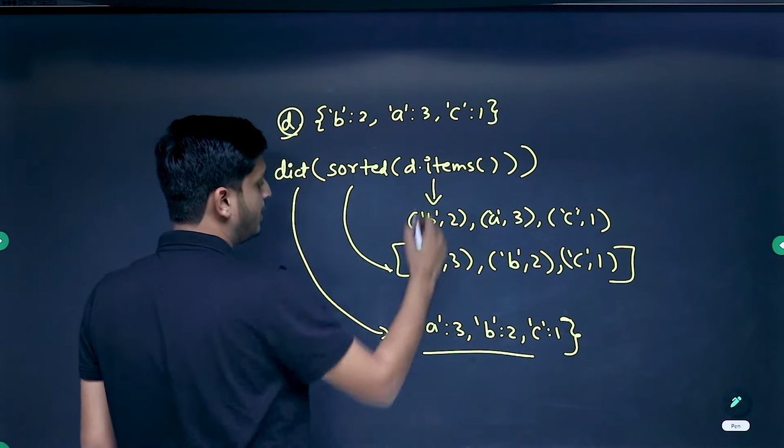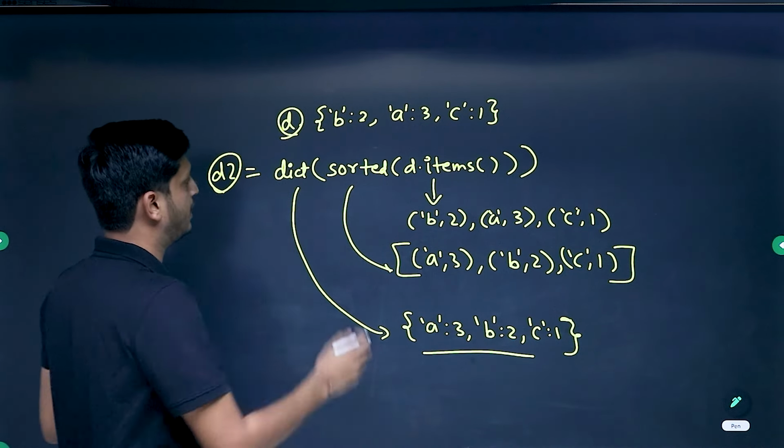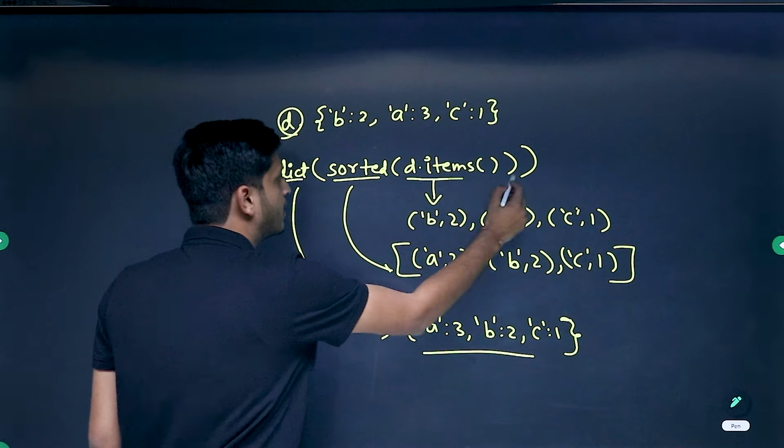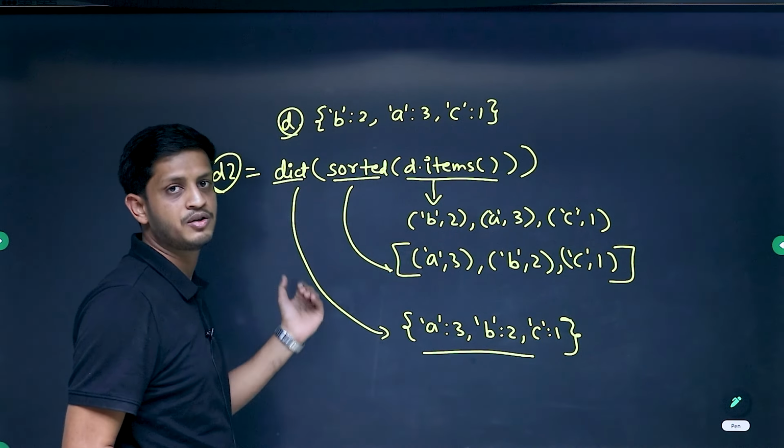Okay, and since dictionaries are ordered in the newest version of Python, it makes sense. Here the order was different and here the order is different. So if you want to create a new dictionary, you can do it like this: dict, then sorted, then D dot items. This is the way in which you can sort a dictionary on keys and create a new dictionary out of it.